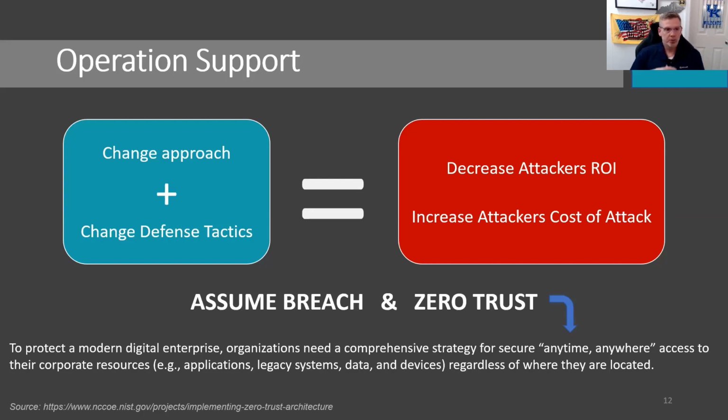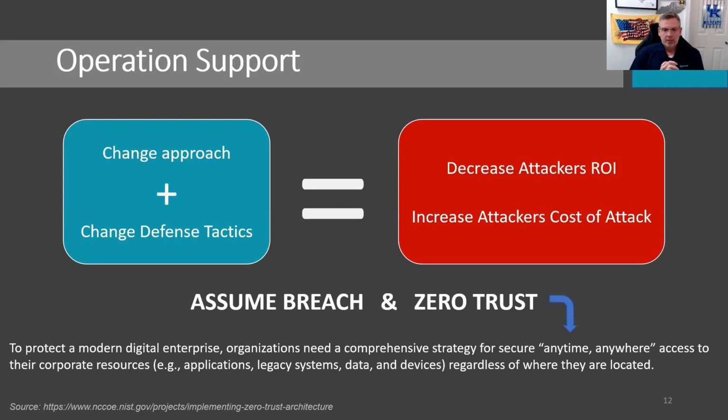So we want to assume breach, put as many speed bumps in the way as possible, decrease the attacker's return on investment, increase their cost of attack, and eventually we want to get to a zero trust model. So this is kind of like the definition of the cloud. What the heck is zero trust? Well, if you ask 10 people, you're going to get 27 different answers. Well, I figured NIST was probably a good source on this. So what is zero trust?